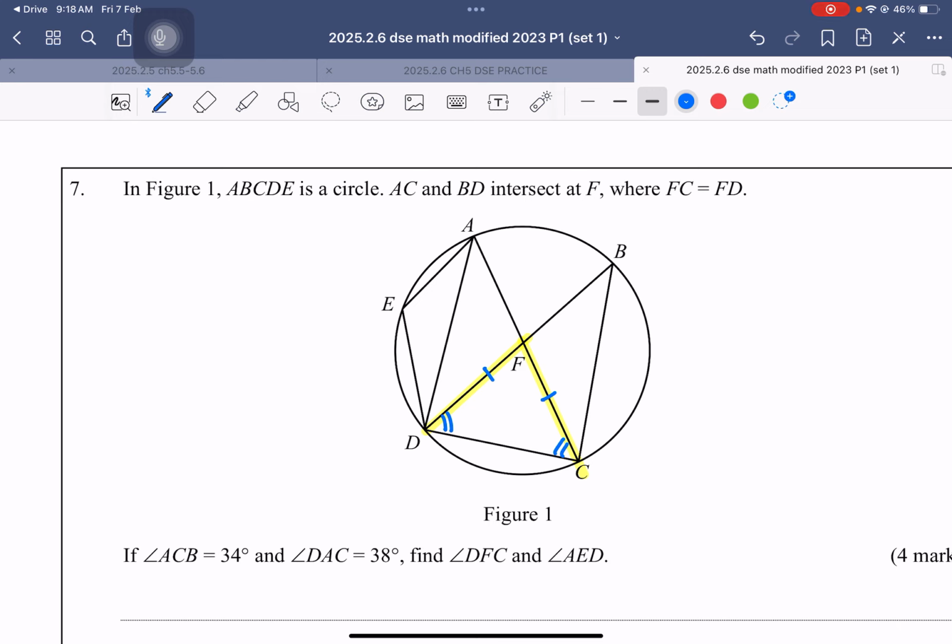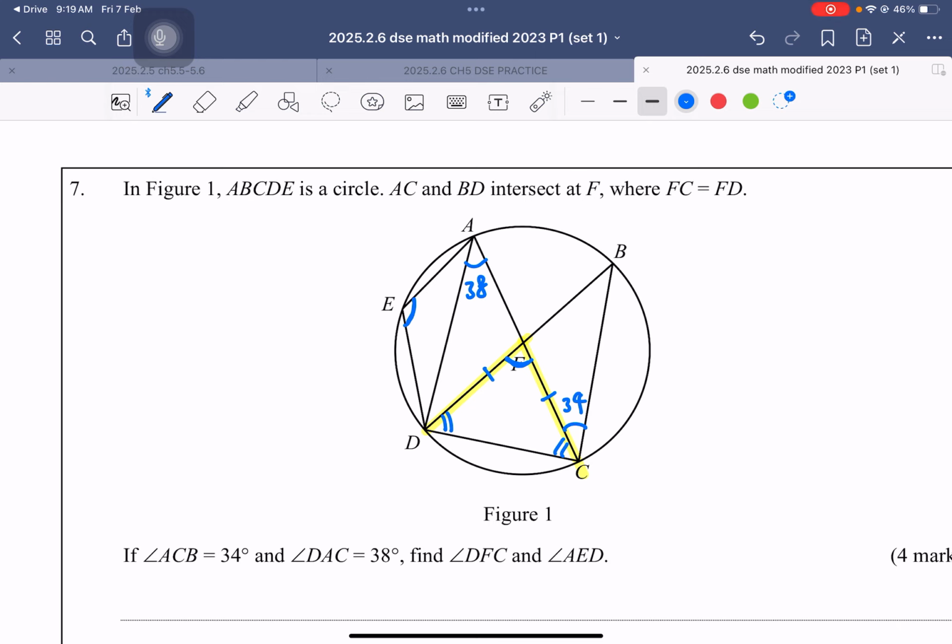And then is F the center? Zhongwu, is F the center? No, it's not the center because the question didn't tell you that this is the center. It looks like the center, but it's actually not. So now we have angle ACB, which is equal to 34, and angle DAC, which is equal to 38. Then what's the angle that we need to find? This is DFC, and I need to find AED and this angle.